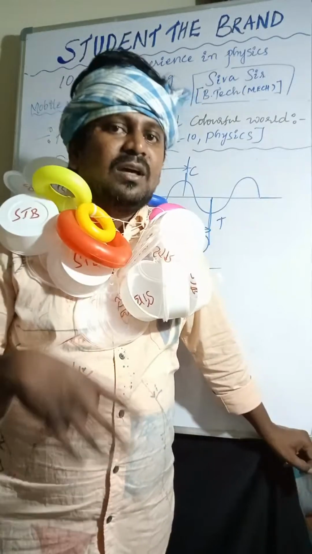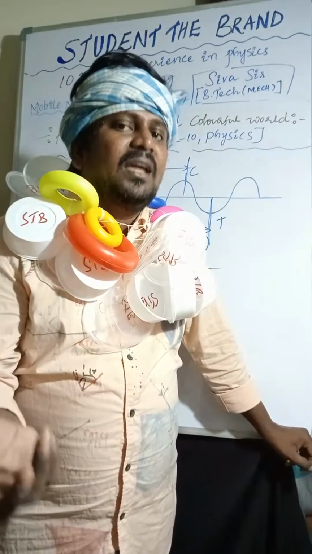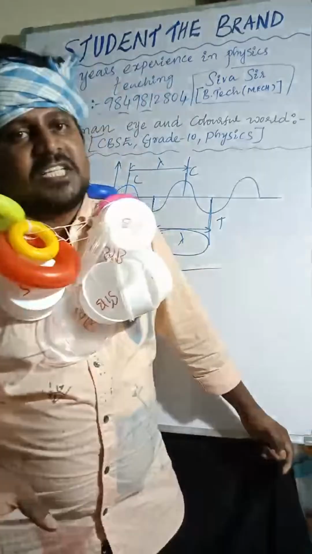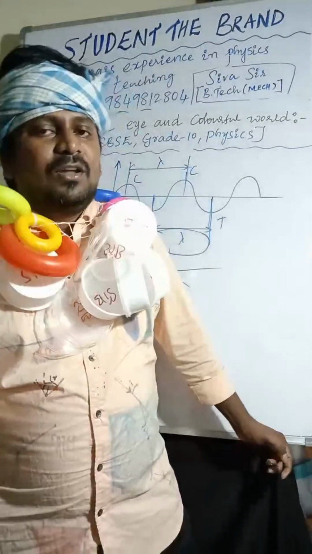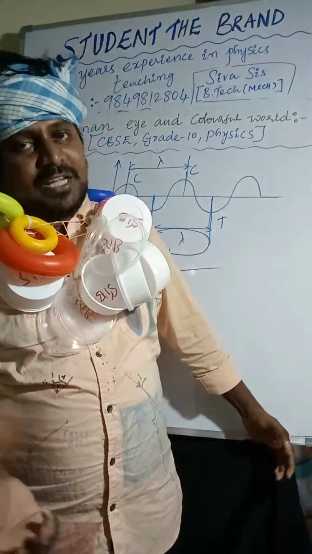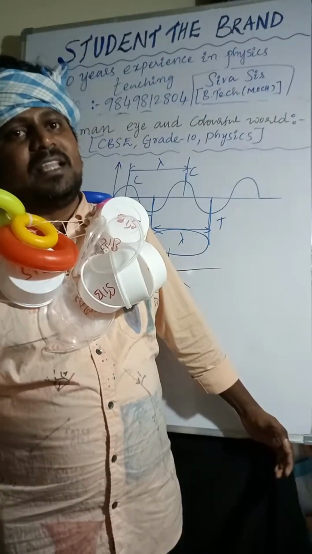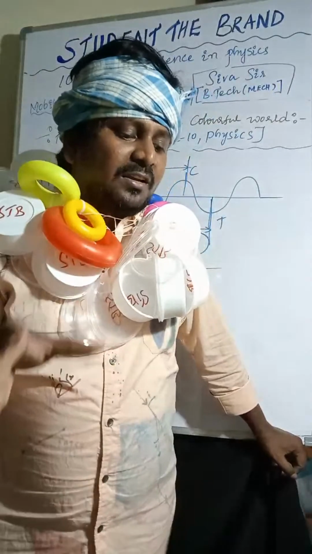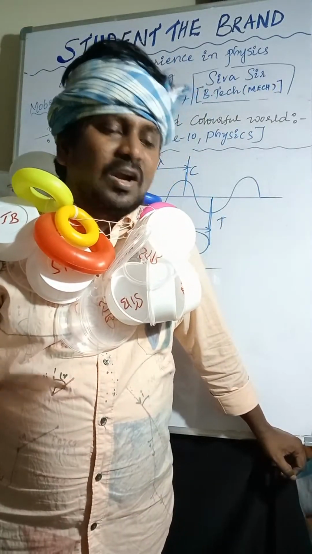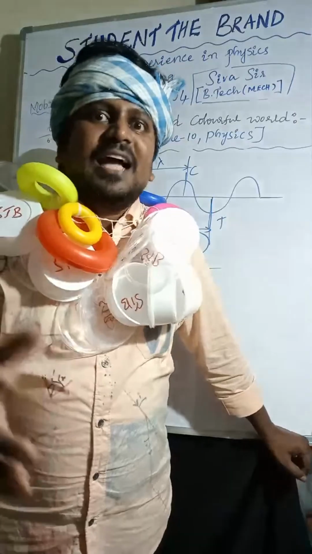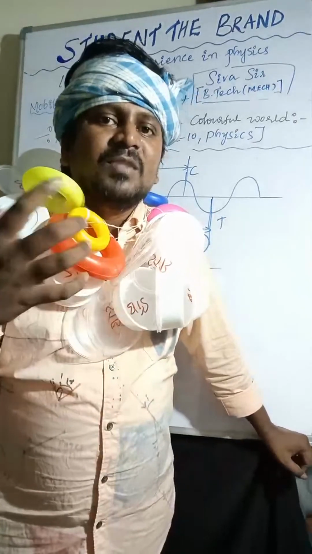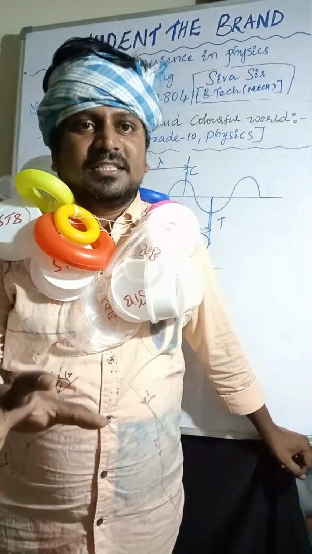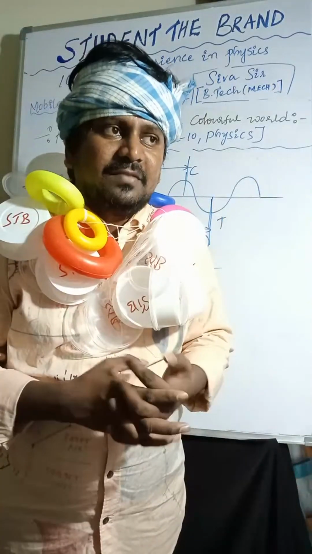It appears blue because of the scattering of light. And because of atmospheric refraction, the sun appears above its original position, even when it is below the horizon. Refraction that takes place in the atmosphere is called atmospheric refraction. Okay, so this is about atmospheric refraction.